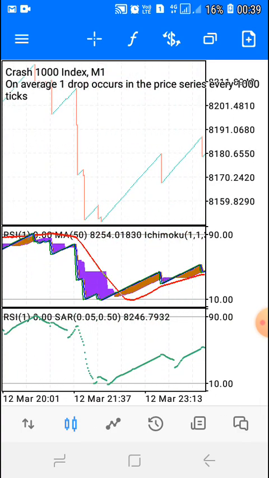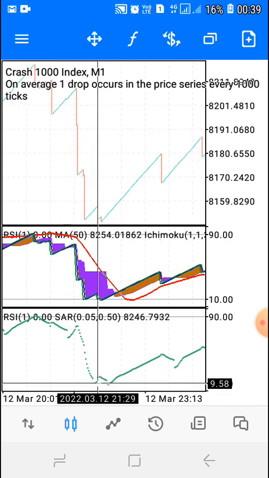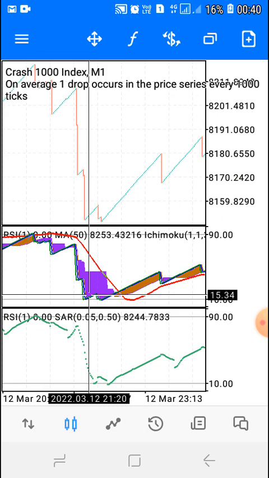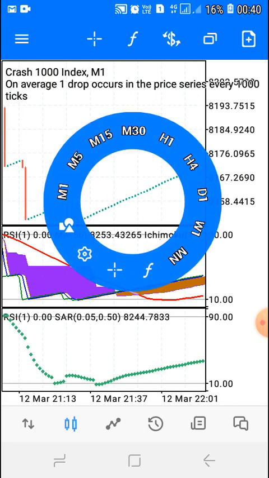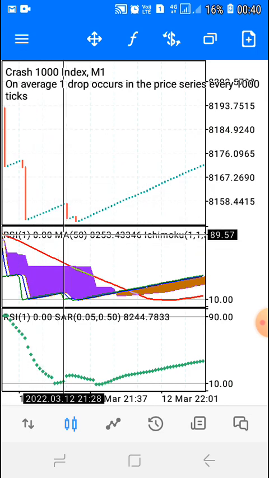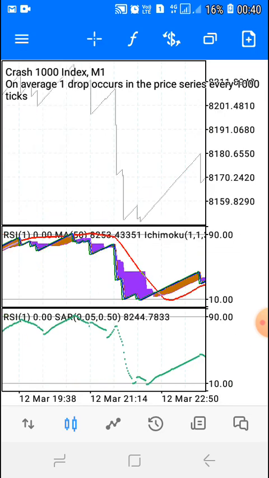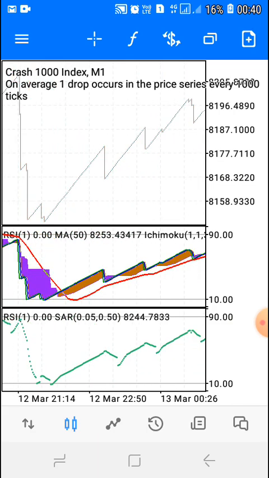Okay, so check this out. Here we have another entry. We can see the parabolic SAR is at the 10 level, and the Ichimoku is also at the 10 level, but it's purple, so you do not take an entry, because look at the small spikes over here. Even though they're small spikes, it still spikes. You do not want to enter when there are spikes. You want to wait until it's clear.